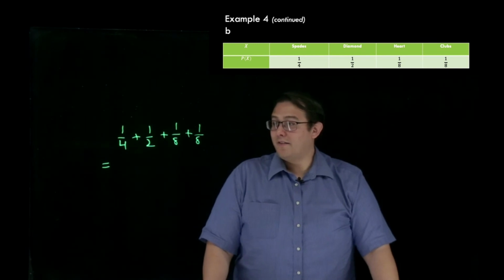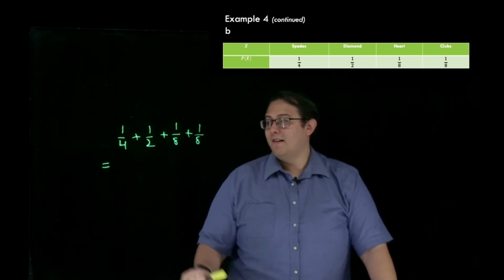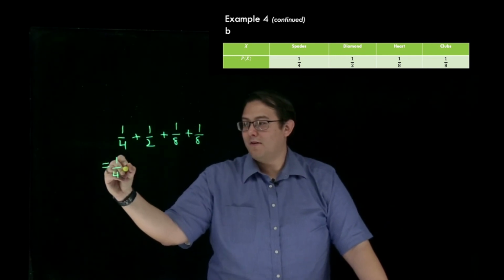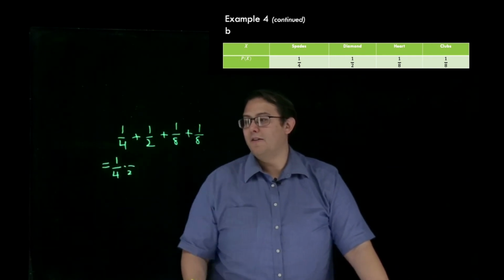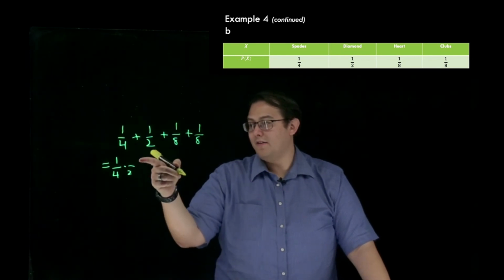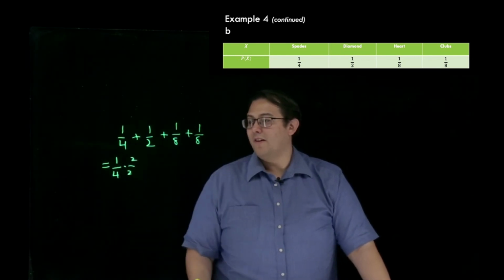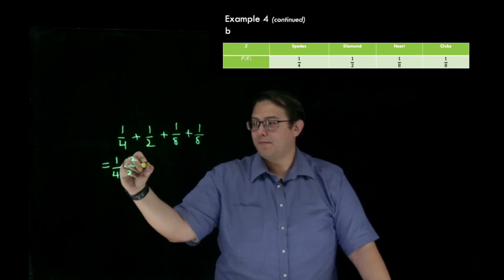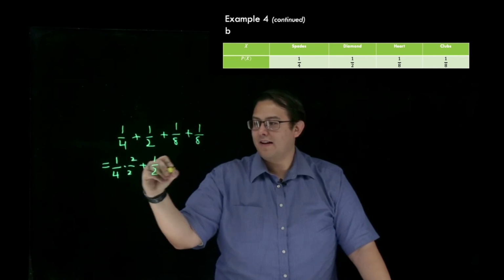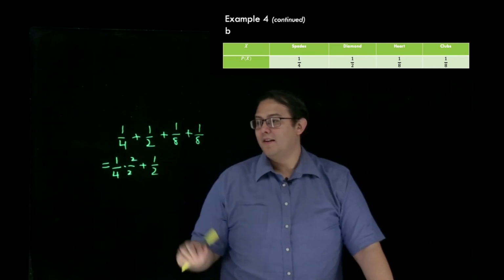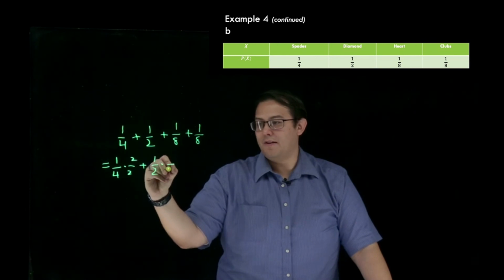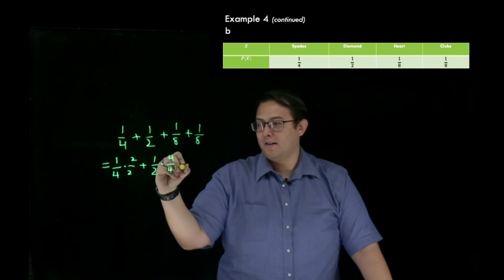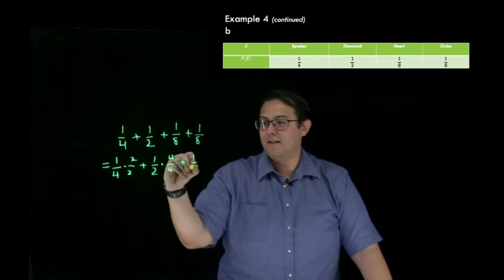So here the least common denominator will be 8. So I need to change this 4 into an 8. And the way you do that is you take 1/4, and then you multiply the denominator by 2. Whatever you do in the denominator, you have to do to the numerator. So you put a 2 over 2 there. Essentially you multiply by 1, and you didn't really change the 1/4. Plus 1/2, so we have to change the 2 into an 8. So how do you do that? You multiply 2 by 4, and whatever you do in the denominator, you have to do in the numerator. And then plus 1/8 plus 1/8.